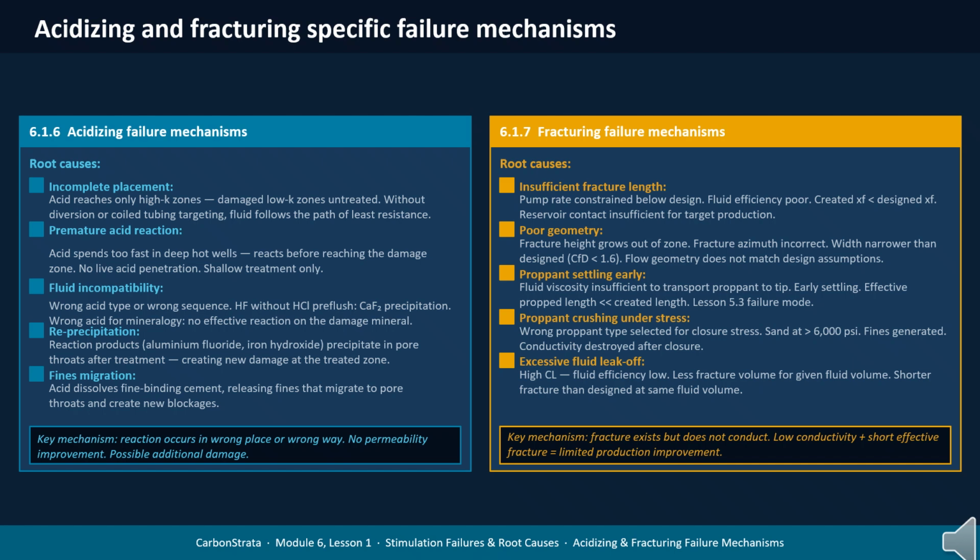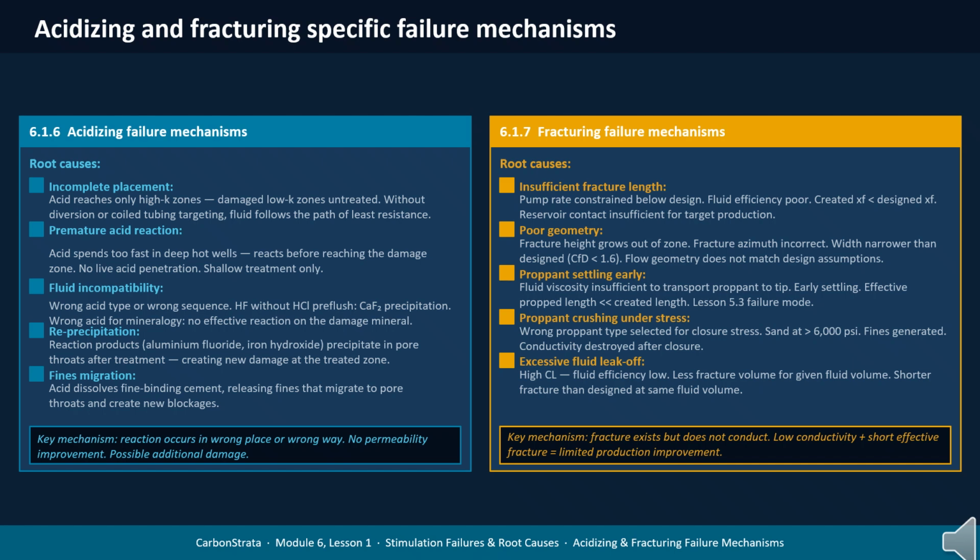Now define system outcome. Permeability is not improved. In some cases, permeability is reduced. Now define compression rule. Acid failure equals reaction out of control. Now fracturing. Failure occurs when fracture exists but does not conduct.